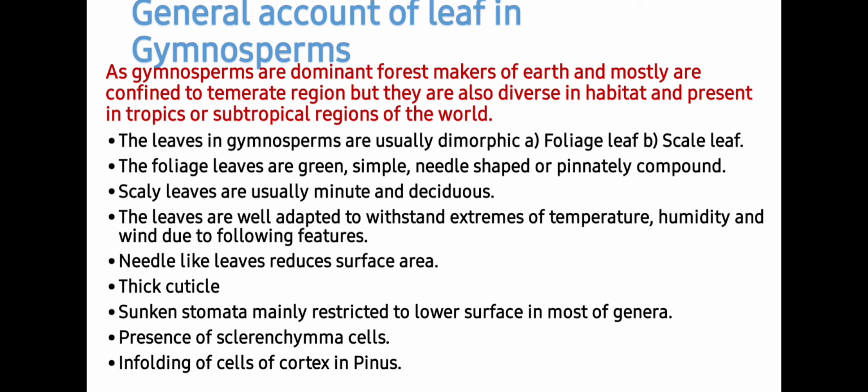The leaves are well adapted to withstand extremes of temperature, humidity and wind due to the following features. That is, needle-like leaves having highly reduced surface area as in pinus. They have thick cuticle. Stomata are usually sunken and mainly restricted to the lower surface in most of the genera. Presence of sclerenchyma cells and infolding of the cells of the cortex as in pinus. So this is the general account of leaf in gymnosperm.